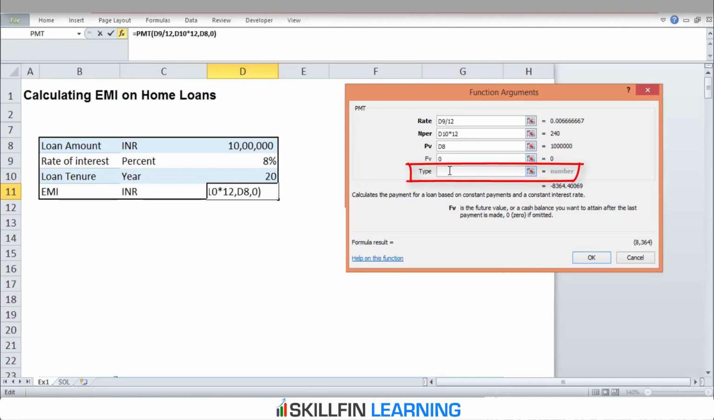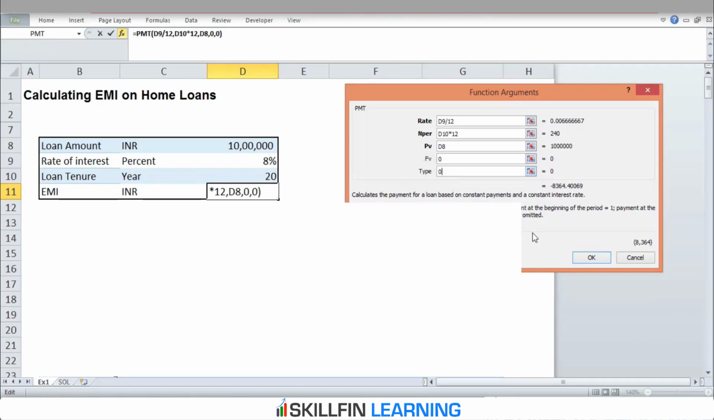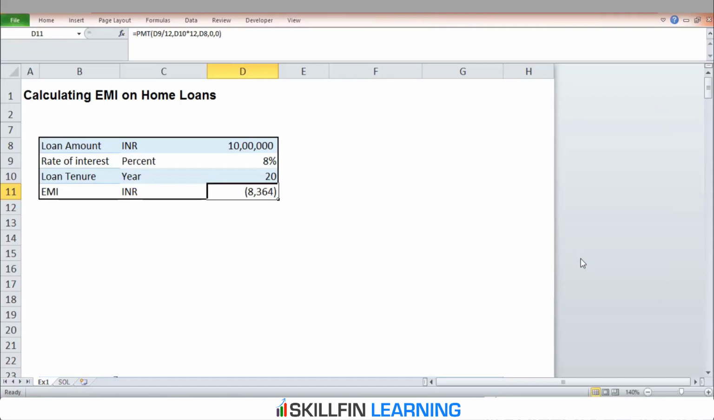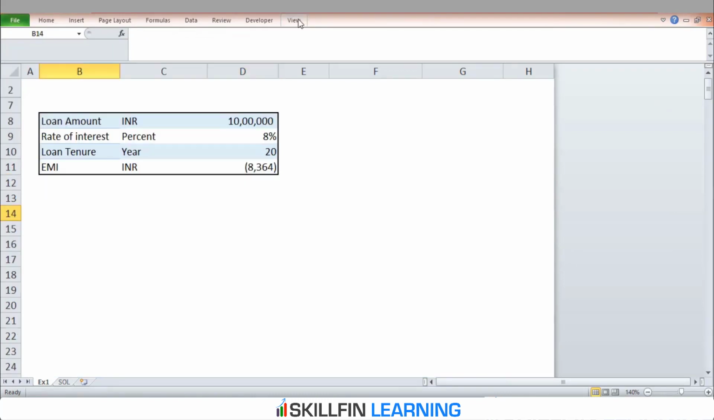Type is 1 if the EMI is paid at the beginning of the period, and 0 if it is paid at the end of the period. Usually banks charge EMIs at the end of the month, so let's put 0. So what do we get? We get an EMI of 8,364 rupees. Let's test this with the help of a simple table.